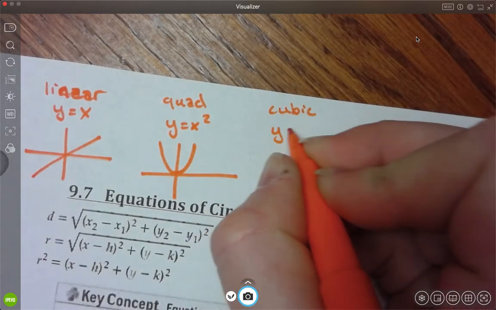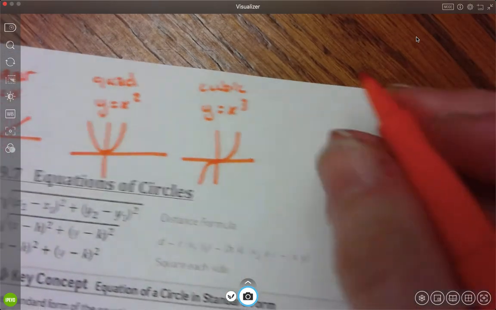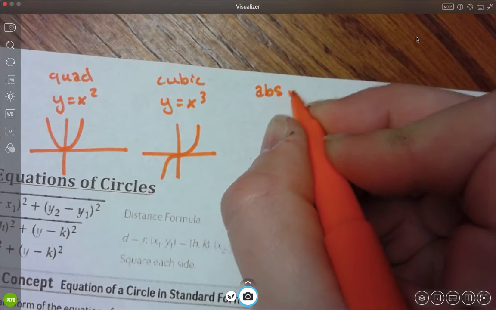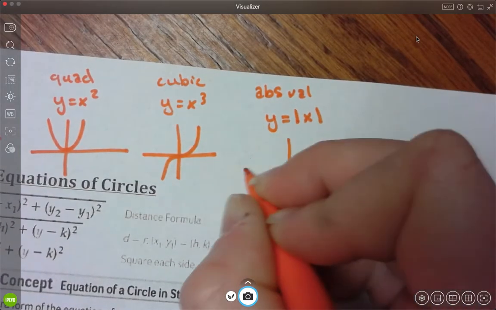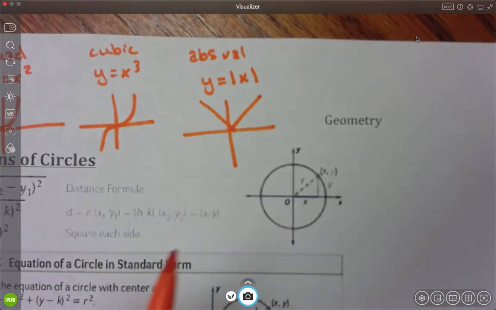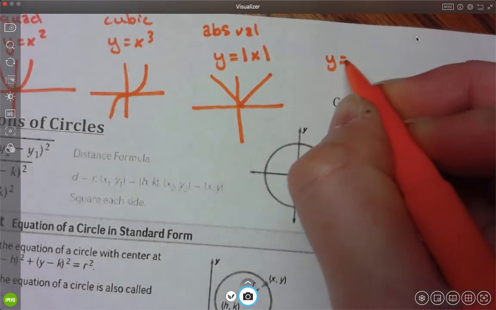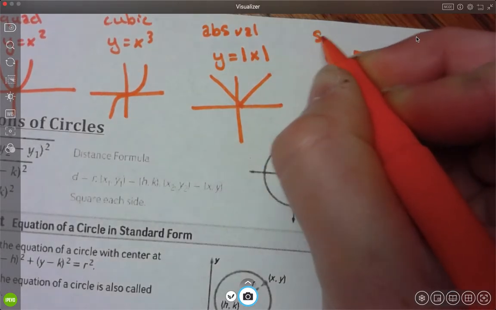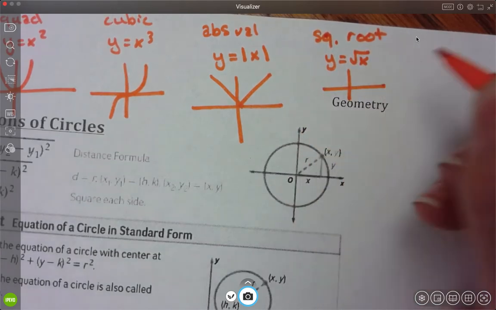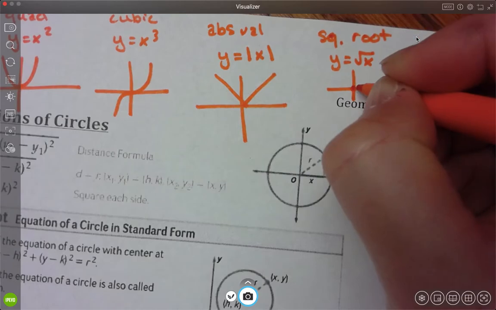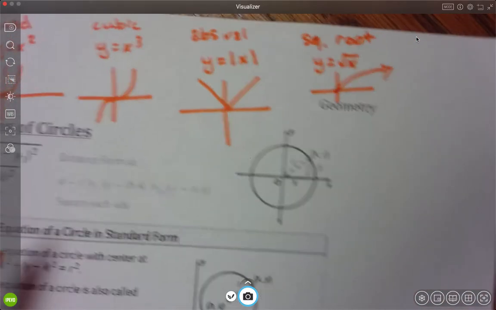Things that are cubic, or y equals x cubed, will look like this. You might have an absolute value function. I have y equals absolute value of x, and that's going to look like a V. And I could go on forever about other functions. Let's do one more, a square root function. This one is a square root function. These are all ones that I drilled into your head last year in algebra. It starts there and goes on to the right forever and ever.